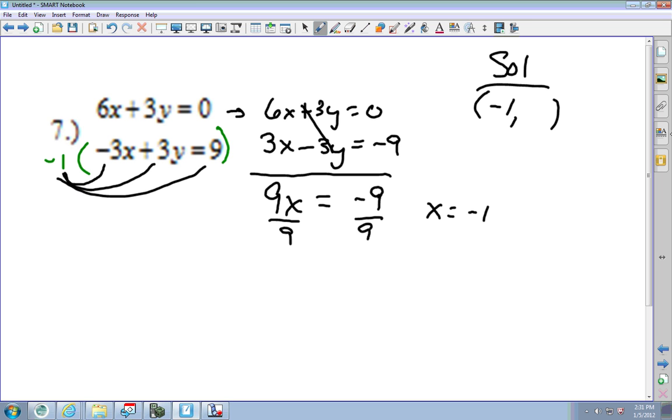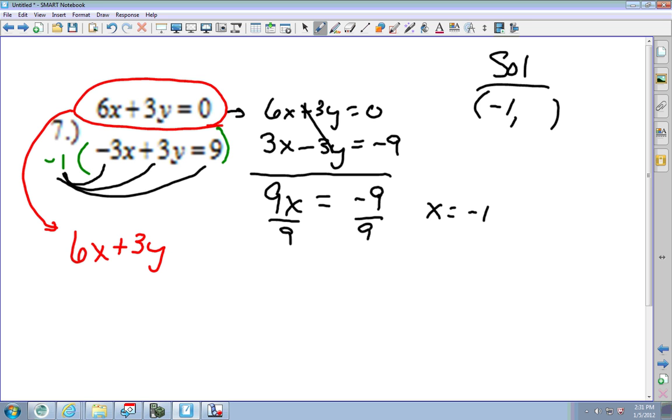What is y? Choose one of these two equations. I'll just go ahead and choose the top one. It didn't matter which one you chose. It'll give you the same answer. 6x plus 3y equals 0. I'm going to take -1 and put it in here for x.